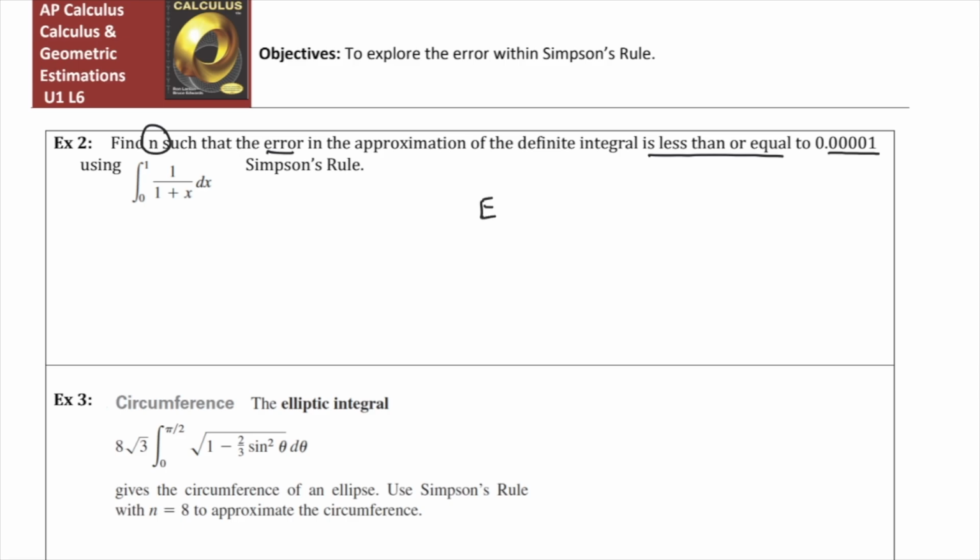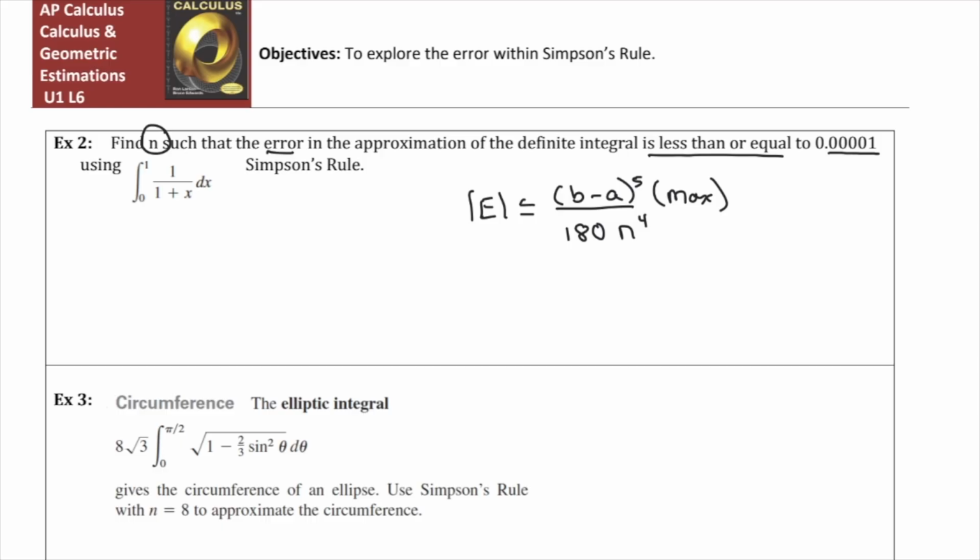Okay, so let's think about one more time what that error should be. So the error is less than or equal to your b minus a raised to the 5th power divided by 180 n, which we don't know what that is, to the 4th power times the maximum of the 4th derivative on [a, b]. [a, b] in this case is going to be from 0 to 1.